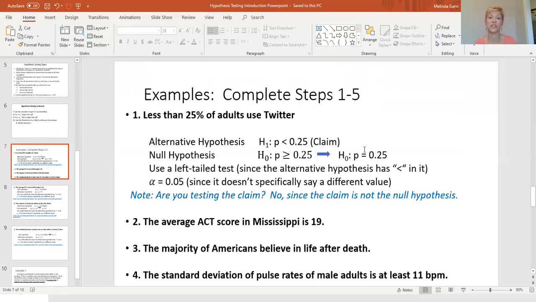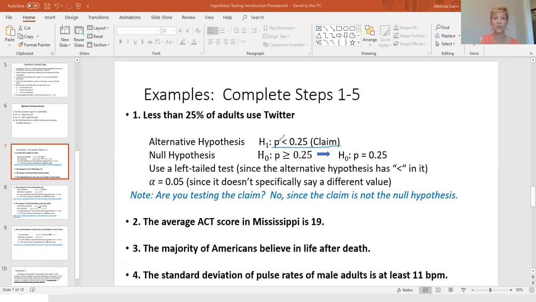So the claim is that less than 25% of adults use Twitter, okay? So that's the sentence that we're going to change to a mathematical thing. Because it's percent, and percent's not mean and percent's not standard deviation, percent is proportion. So what I would do first, this would be what I would write on my paper, okay? I would just write down that P is less than 0.25 and then write the word claim in parentheses next to it. So that's what that English sentence looks like in a math sentence, less than, less than.